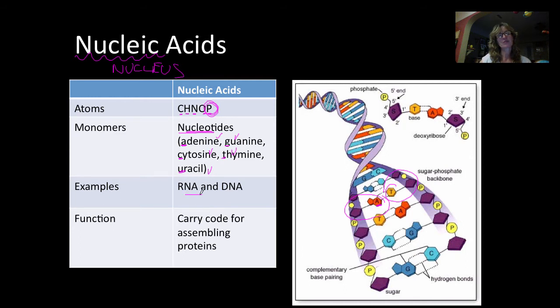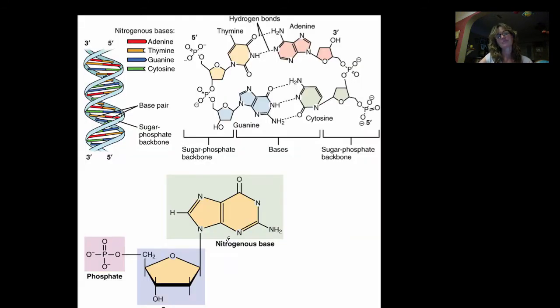So the 2 types of nucleic acids are RNA and DNA, and I bet you can guess what the NA stands for, nucleic acid. The function of these nucleic acids is to carry a code, and that code is used to give instructions for putting a protein together, knowing exactly which amino acid goes where in that long chain.